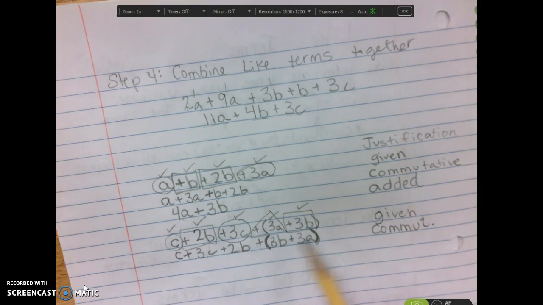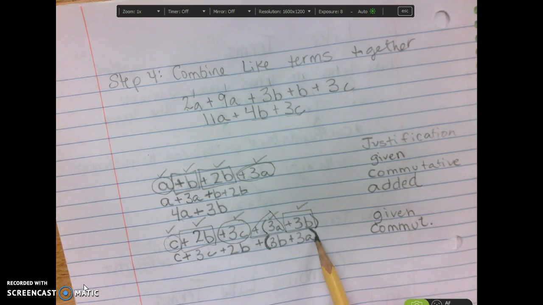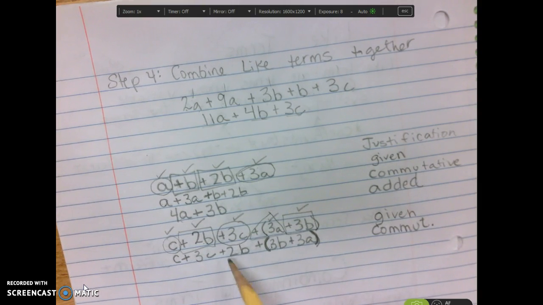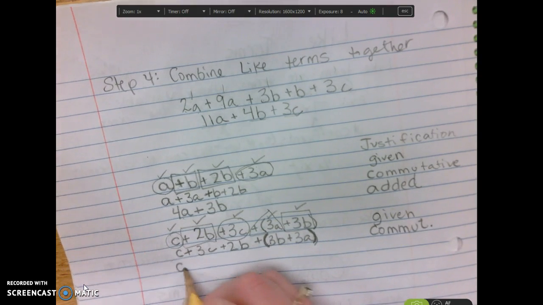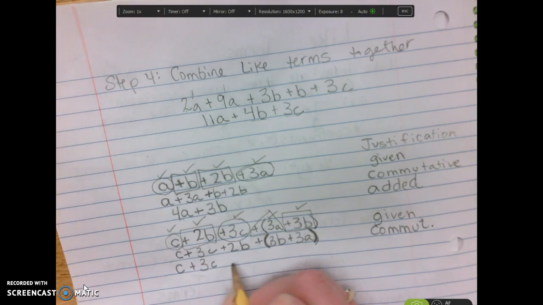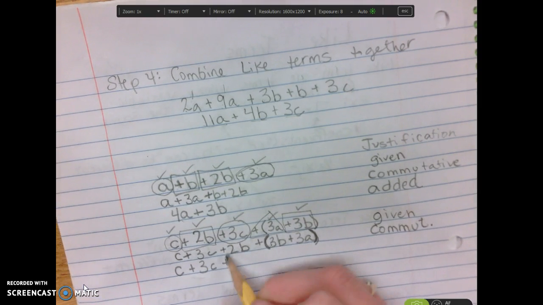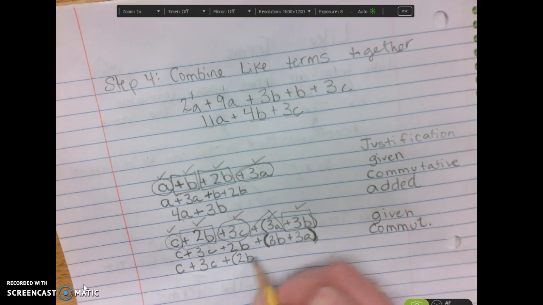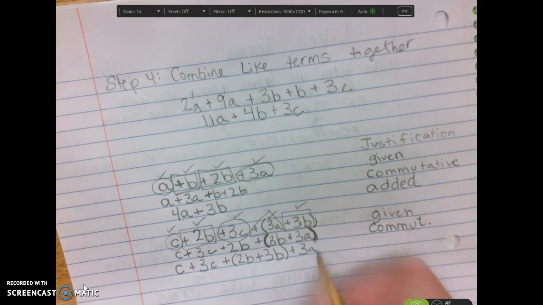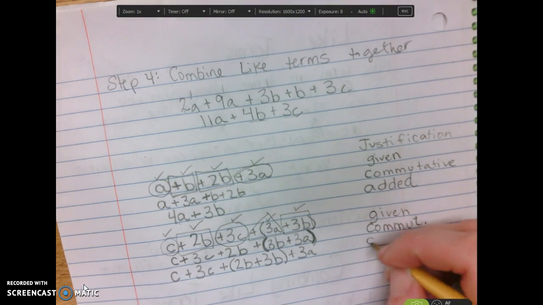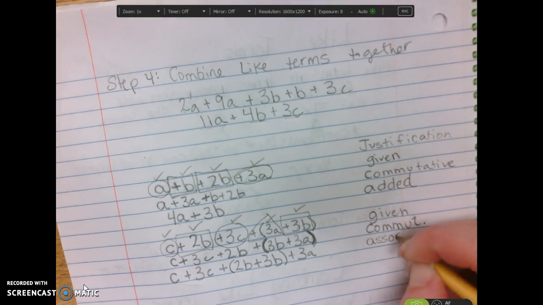So the next thing I'm going to do is go ahead and change these groups, applying the associative property, to this 2b and 3b instead. So I have c plus 3c plus, I'm going to change the groups to be 2b plus 3b plus 3a. Why was I allowed to do that? The associative property.